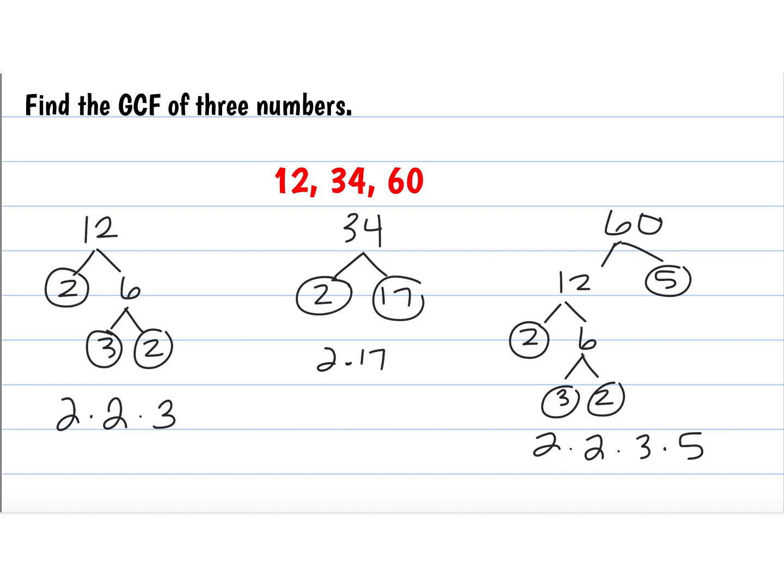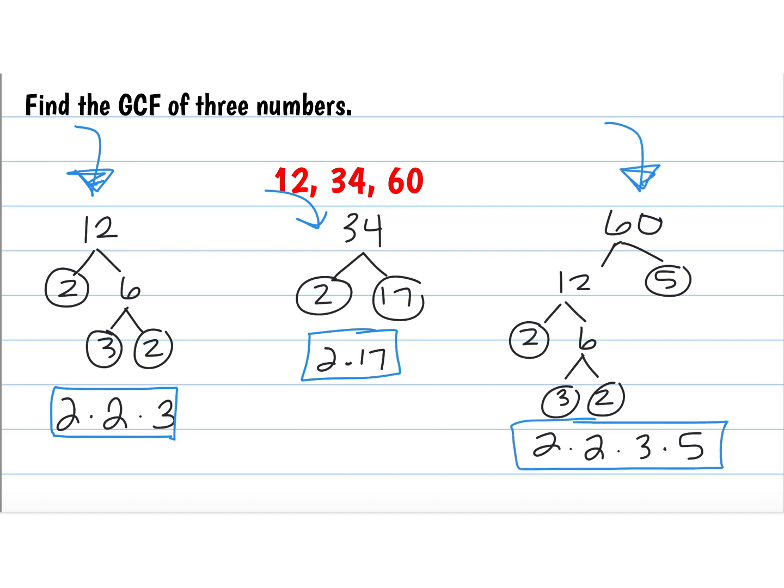So I did the prime factorization just to speed up this video just a little bit. And we can see that for 12, the prime factorization is 2 times 2 times 3. For 34, the prime factorization is 2 times 17. And then for 60, the prime factorization is 2 times 2 times 3 times 5. So I'm going to write it, and notice that I'm writing it not with exponents, so that way I can see easily what matches up, what they have in common. And so notice that I'm just writing it all out.